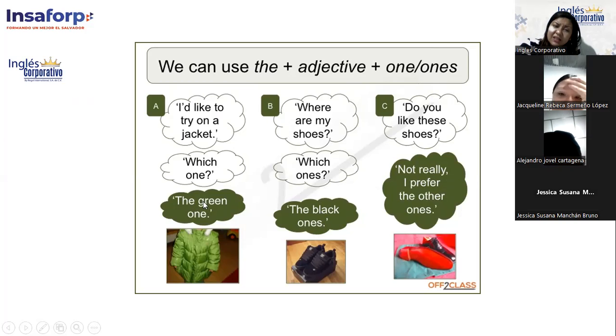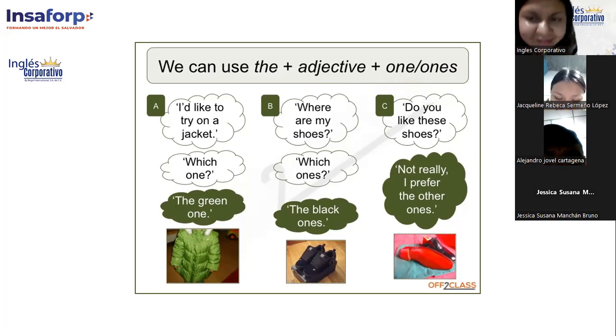What is the adjective in this sentence, the green one? Green. The colors are adjectives: green, black, red, pink, yellow. But we can also use other adjectives. For example, the big one, the small one, the new ones, the old ones, the pretty ones, the expensive ones, the cheap one, okay? Do you have any questions about this? Or is it so far so good? Okay, that's great.